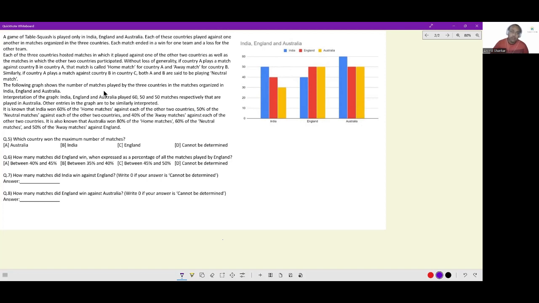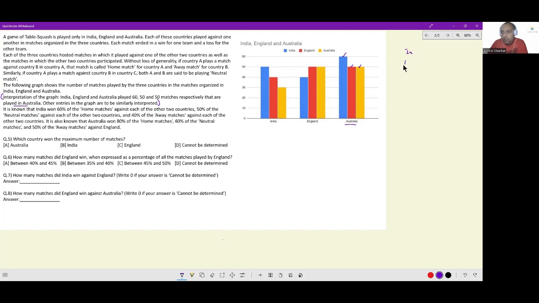The following graph shows the number of matches played by the 3 countries in matches organized in India, England, and Australia. Interpretation of the graph is critical. India, England, and Australia played 60, 50, and 50 matches respectively in matches held in Australia. So see, 60, 50, and 50 are these 3 numbers. In Australia, India played 60 matches, England played 50 matches, and Australia played 50 matches.